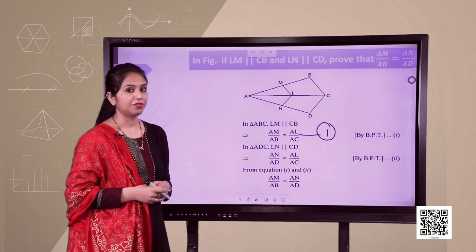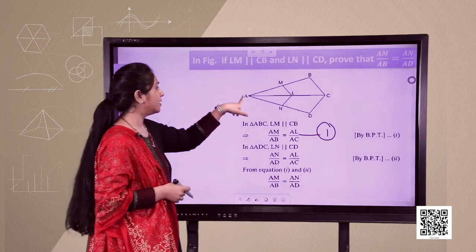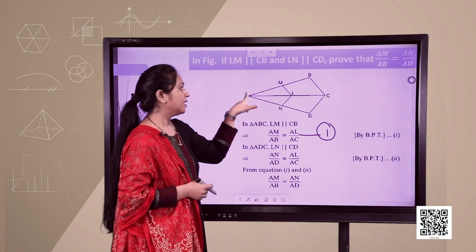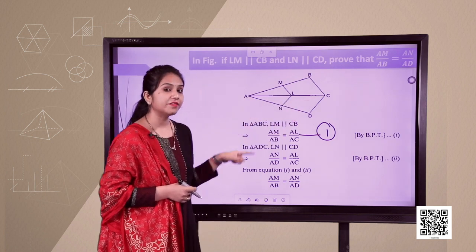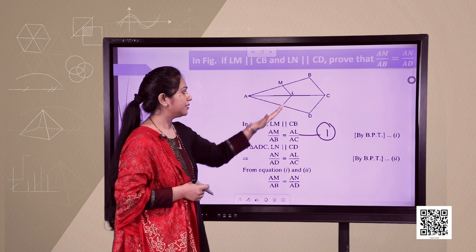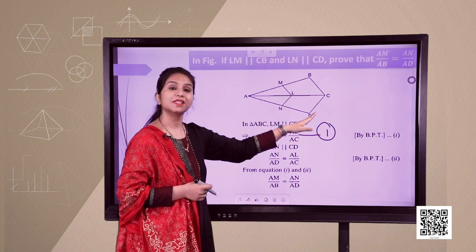Now, select the second triangle. Your second triangle is ADC. In this triangle, the thing which is given to us is that this line LN is parallel to CD.